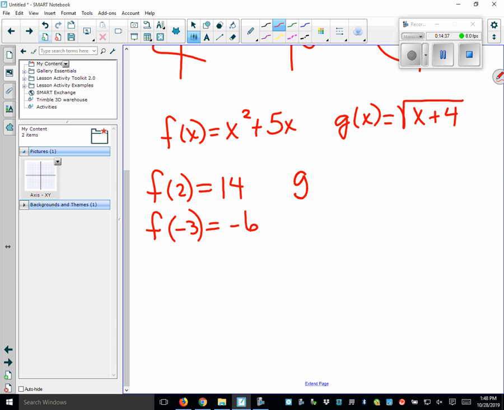What is f of -3? Yeah, -6. You all agree? Yes. -6. What is g of 12? 4. No, it is not plus or minus 4. This is the principal square root. I don't know why I put an equal sign there. It should have been g of 12.